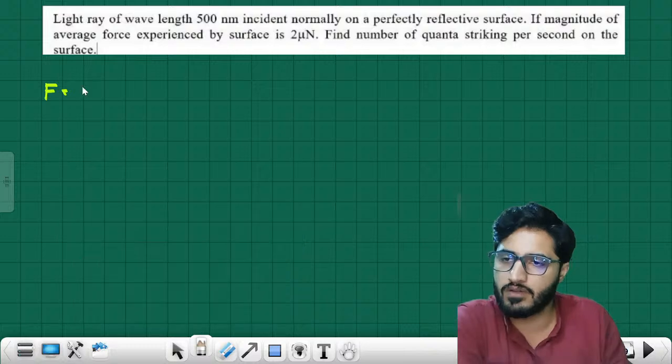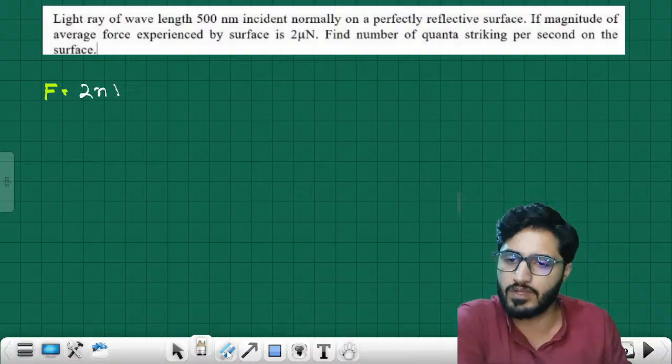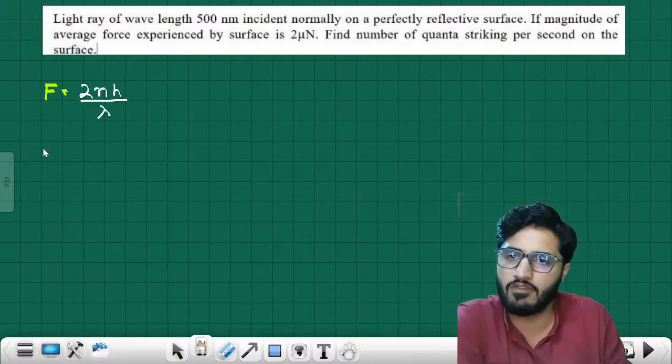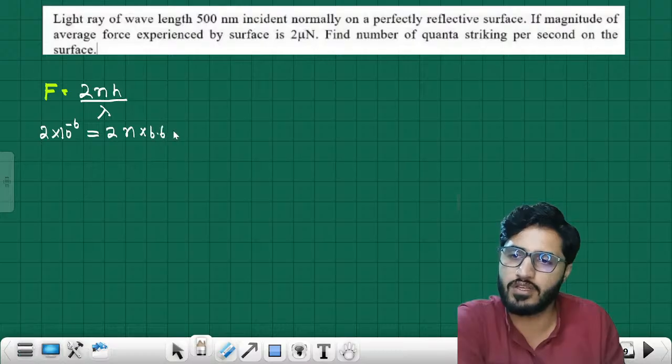Is it 2 and 1 second, 2 and h by lambda? Force is 2 × 10 to the power minus 6 newtons, and we have to find out n. h is 6.6 × 10 to the power minus 34. Lambda is equal to how much? 500 × 10 to the power minus 9.